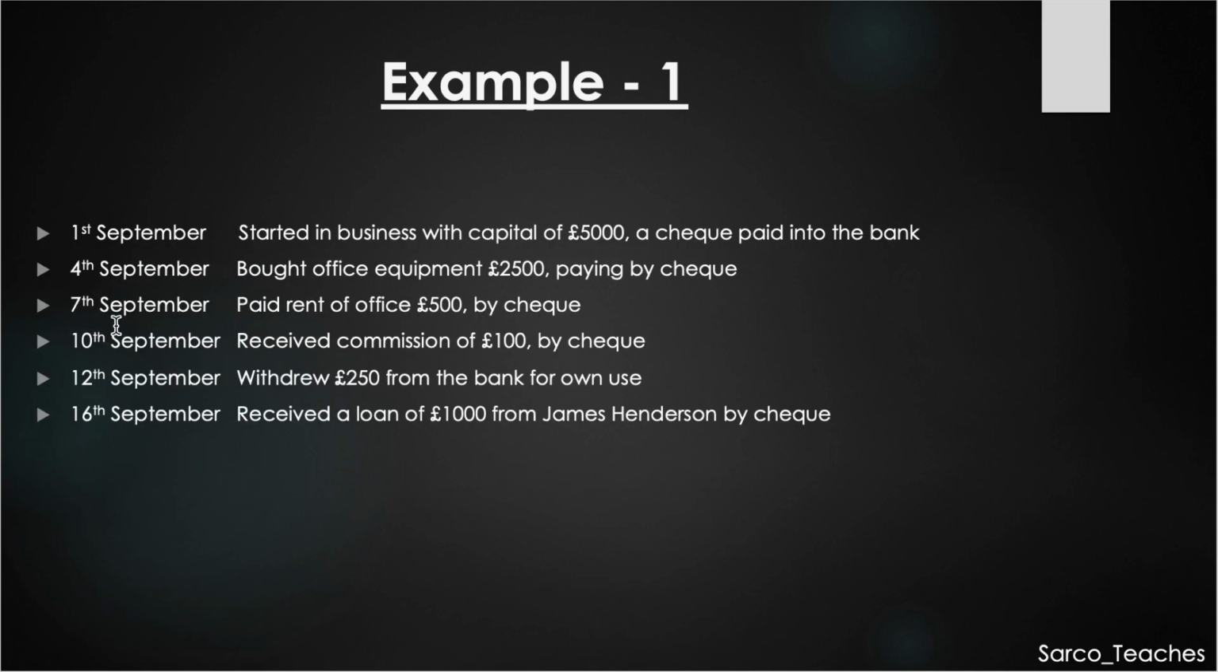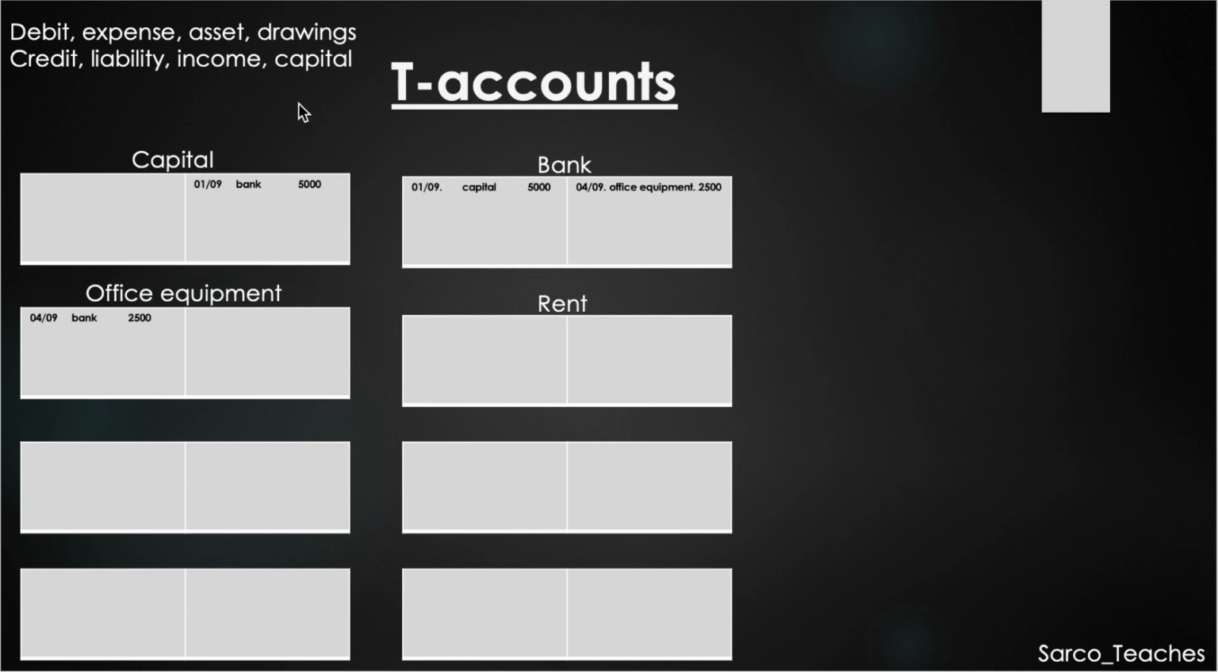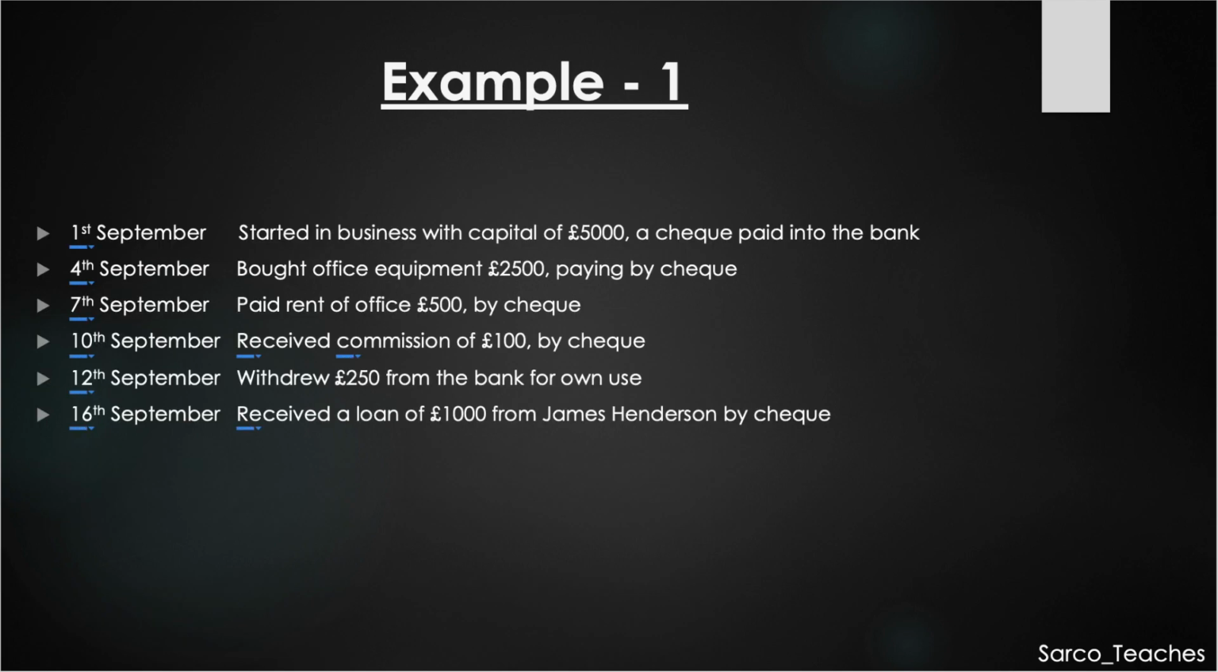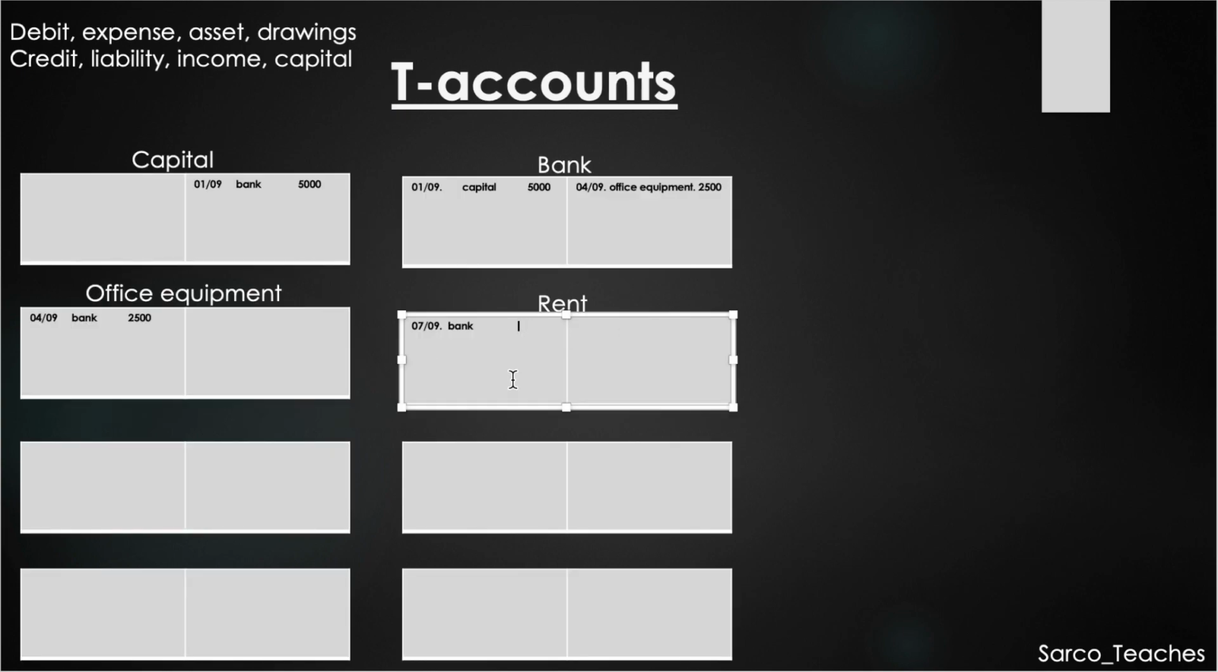Okay, so now we have to fill out our T accounts. It says for date is 7th of September. So we go into our rent account and we know that rent is an expense. And DEADCLIC tells us that expenses increase on the debit side, on the left side. So we put the date onto the left side of rent. For detail, we put bank. And then for the amount, we've been told is £500.